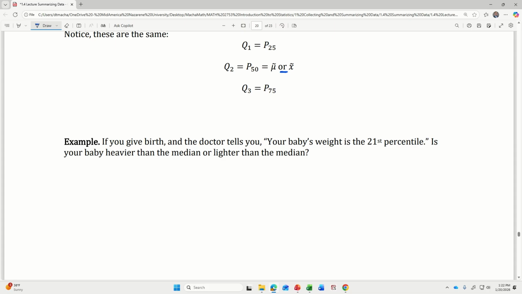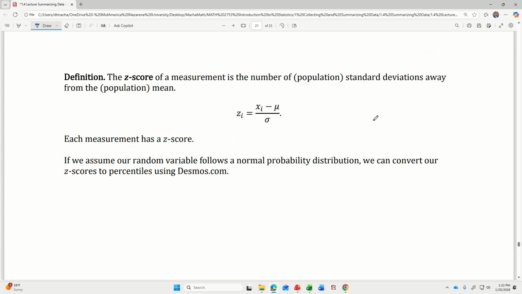Okay, Blake. Tell me, if you give birth and the doctor tells you your baby's weight is the 21st percentile, is your baby heavier than the median or lighter than the median? Lighter, yeah. Small percentile, small weight. The percentile goes with the size of the number, regardless of context. So sometimes it's good to be high percentile, sometimes it's bad to be high percentile. It depends on the context.